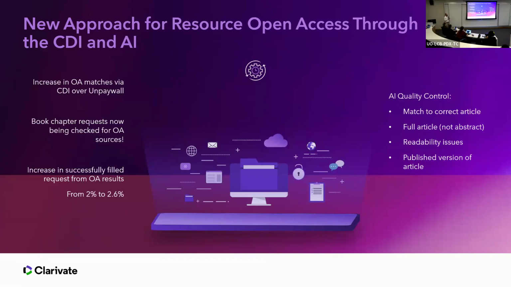Some of you might be worried, because we've seen it happen where we deliver a file and it's the abstract or the wrong thing. Well, we also recently did an AI development, and it's AI quality control. Anything that goes through the open access process, we're going to check to validate that it matches the correct article and that it's the full article. It will validate that there are no issues with the text, and it will also validate that it's the published version of the article. So this has drastically improved the quality of the open access service through RapidILL.